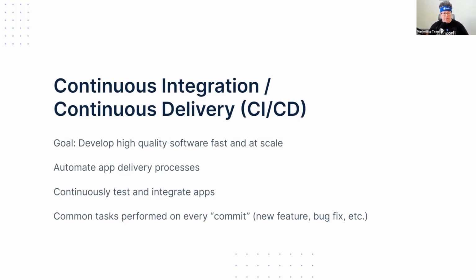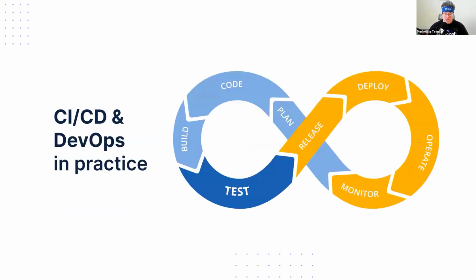And speaking of iterating, one of the goals here too is to continuously test and then integrate those apps into our platforms, into third parties and things like that. And how we do that is basically perform a bunch of common tasks around building and deploying applications upon every commit, like a new feature or bug fix that a developer delivers to a centralized code base. And I love this infinity sign here as a way of looking at CI/CD and developer operations or DevOps in practice, right?